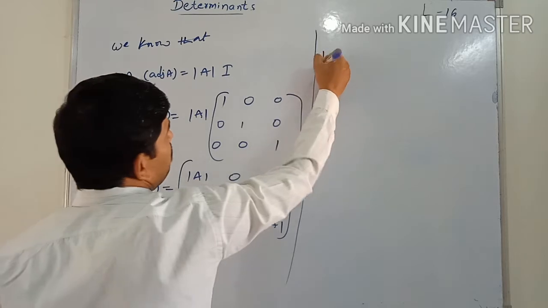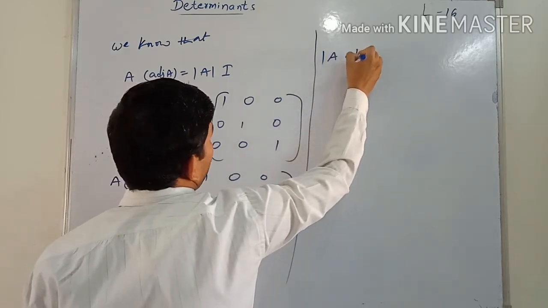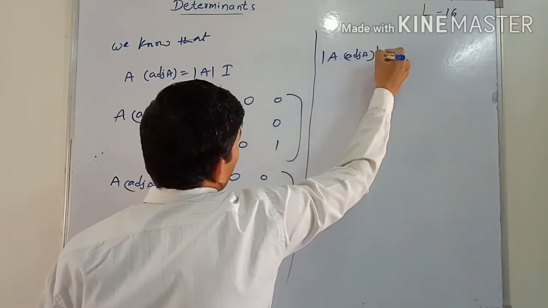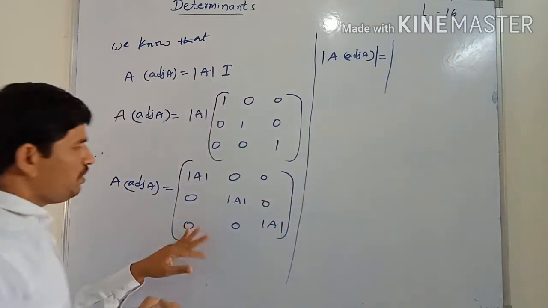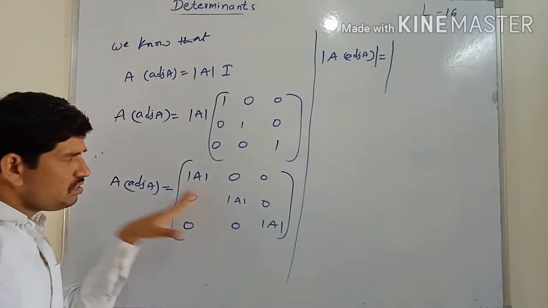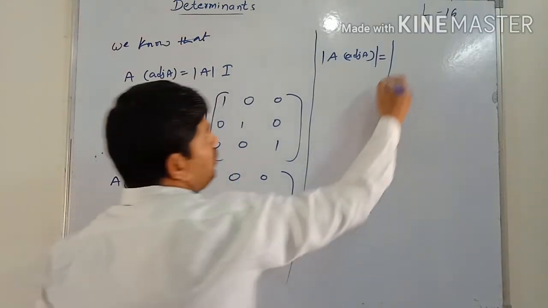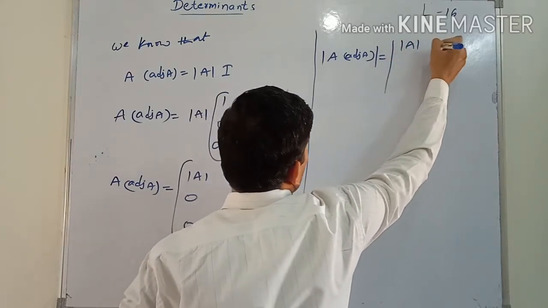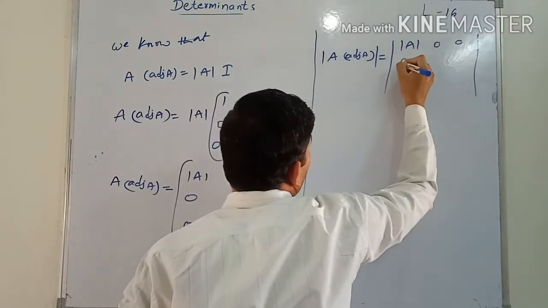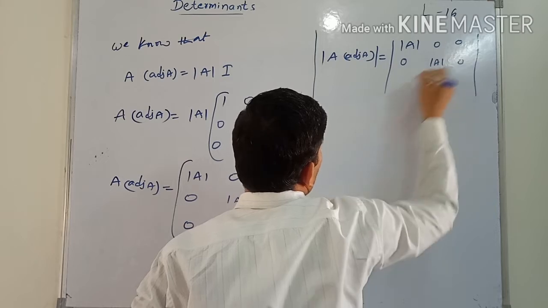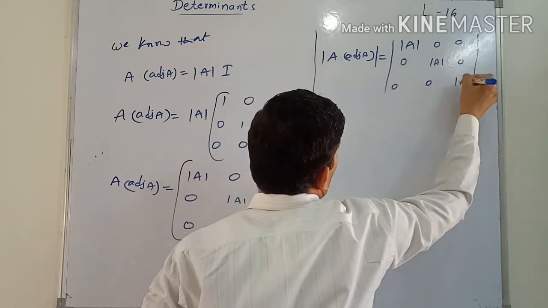Okay, so determinant of A into adjoint A is equal to, we are applying the determinant on both sides, means for the right hand side also I am going to apply the determinant. So determinant of A 0 0, again 0 determinant of A 0, 0 0 determinant of A.